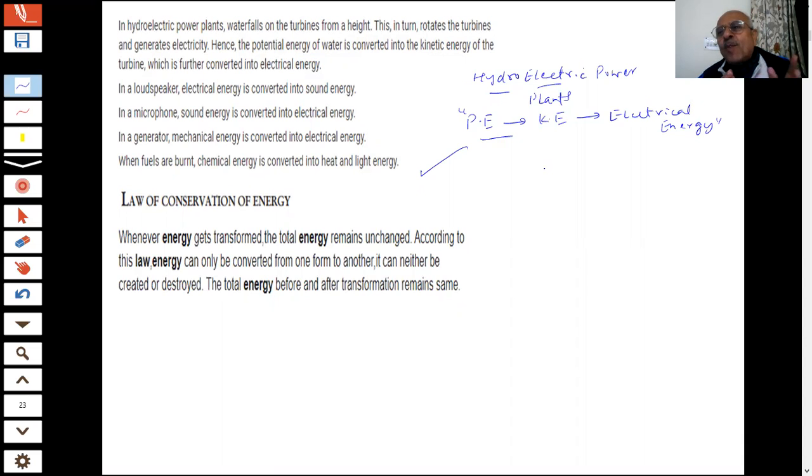Then what I have tried to show you, what is happening in all this is only one thing. What one thing? Sir, it is only transforming. Yeah. From one energy to another. Therefore, energy is only transformed from one form to another. And the total energy will remain the same. That is what we are saying, law of conservation of energy.